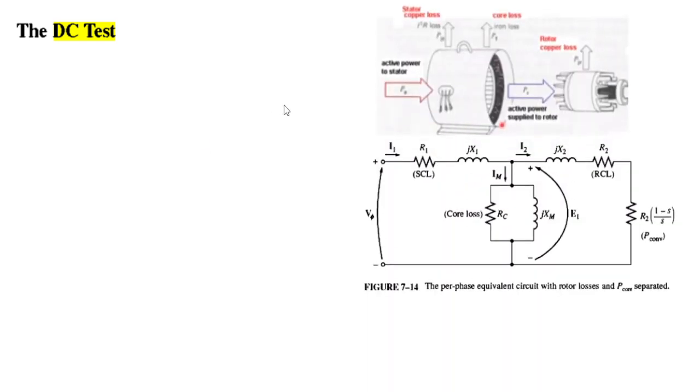Now, what is the DC test? Let's understand. This is the stator winding, this is the rotor winding. The equivalent circuit is something like this. This side is the rotor side, and this is the stator side. This is the stator resistance, this is the rotor resistance.